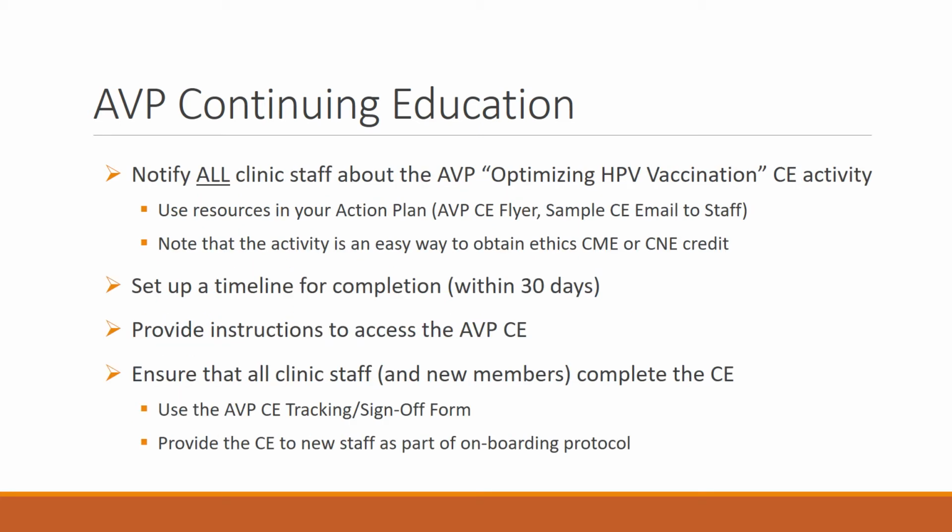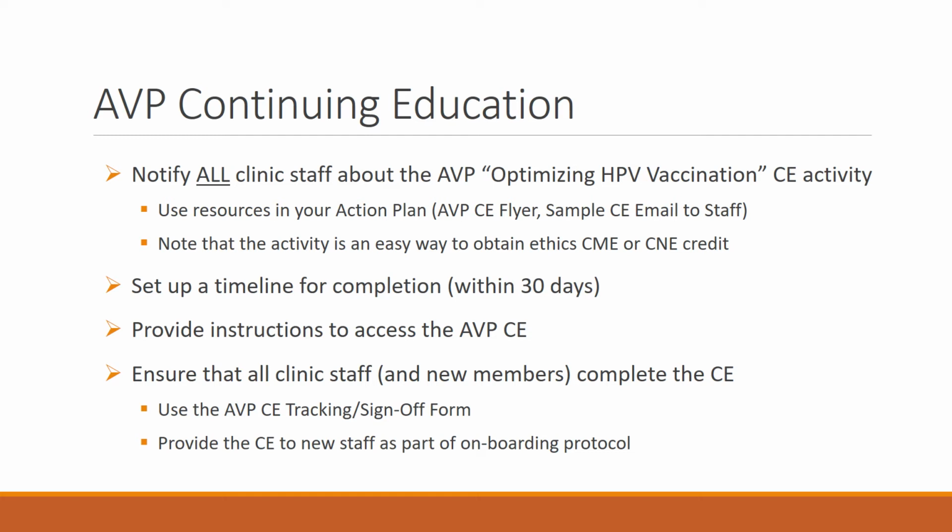As AVP Champion, you will notify staff in your clinic about the AVP Optimizing HPV Vaccination Continuing Education activity. The continuing education is suitable for all clinic staff involved in immunizing adolescents, including physicians, nurses, and medical assistants. Providing the same information to clinic staff at all levels about the HPV vaccine, communication strategies, and available resources ensures that all staff are comfortable with the vaccine and deliver a consistent message to the families you serve.